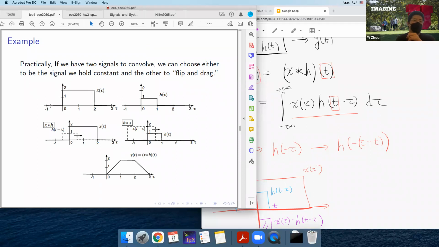So correspondingly, when we visualize these convolution operations, you can choose to fix one of them. You can fix x and move h from left to right, or you can fix h and move x from left to right. Both of these approaches will produce the same convolution result, because what matters is their relative position, not the absolute position.